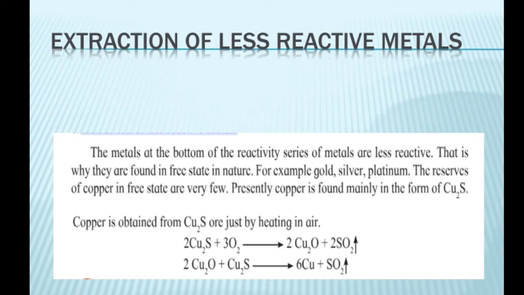Copper is obtained from Cu2S just by heating in air. In presence of air, Cu2S plus O2 gives Cu2O plus sulfur dioxide gas, which is liberated. Then oxygen is separated from copper by reacting Cu2O with Cu2S, giving Cu plus sulfur dioxide gas, which is liberated.